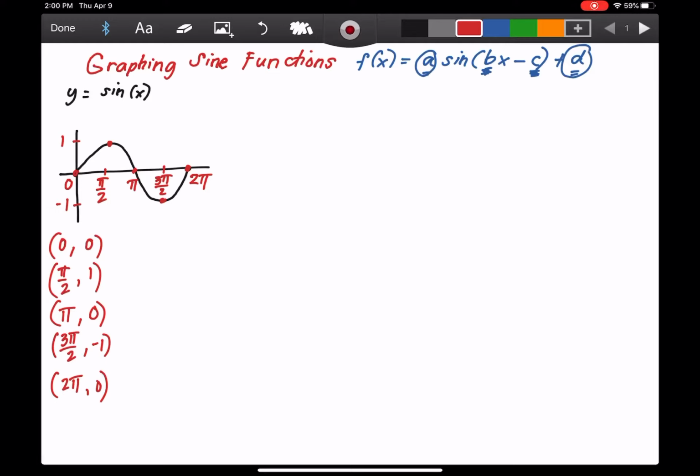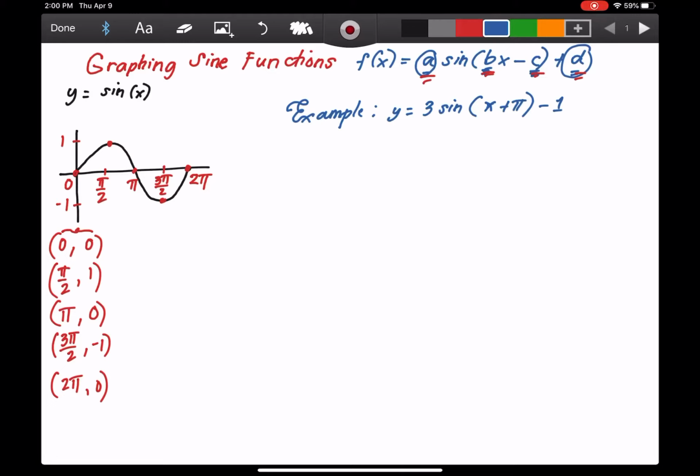So as I have mentioned earlier, these points right here will be transformed later because of the values of a, b, c, and d. Okay, so I'm gonna give you one example. For example, let's say we graph y equals what number? Let's say 3 sine of x plus pi, let's say minus 1.